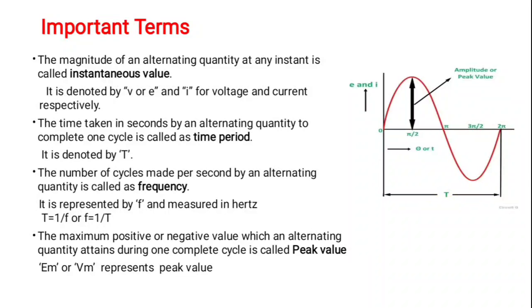The number of cycles made per second by an alternating quantity is called the frequency. So frequency is reciprocal to the time period, that is represented here: T is equal to 1 by f, or f is equal to 1 by T. The maximum positive or negative value which an alternating quantity attains during one particular complete cycle is called the peak value, that is Em. This is the maximum value or peak value that is represented here.